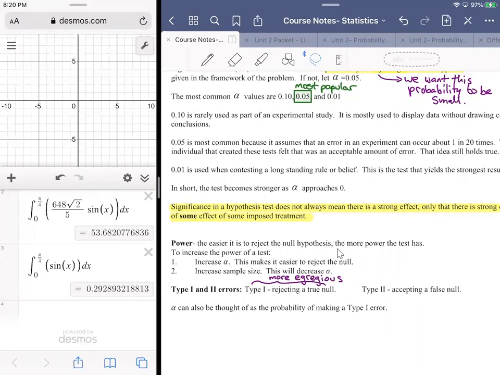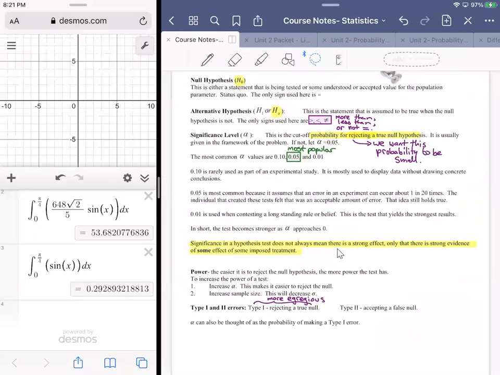And so the alpha value can be thought of as the probability of making a type 1 error. The idea is that we want alpha to be as small as possible. I want the probability of making this mistake to be unusual, unusually small. I don't want to say negligible, but so small that if something is going on, it's likely because of some outside influence.